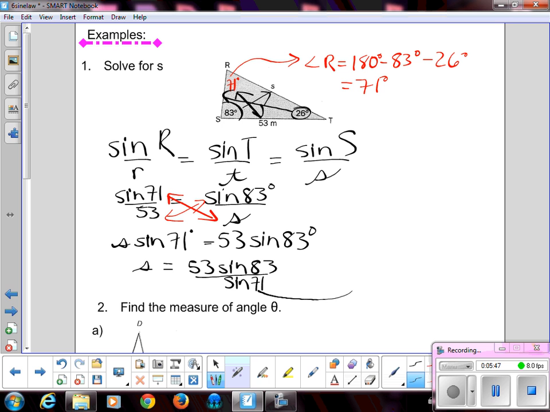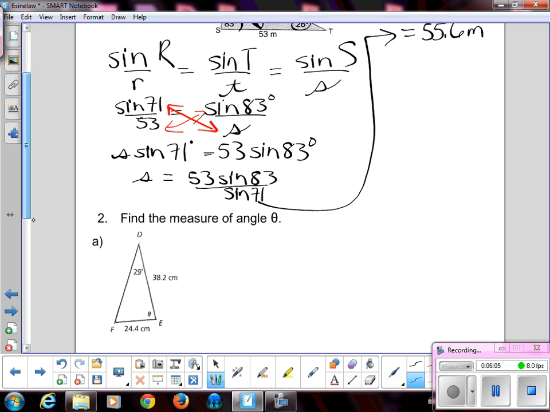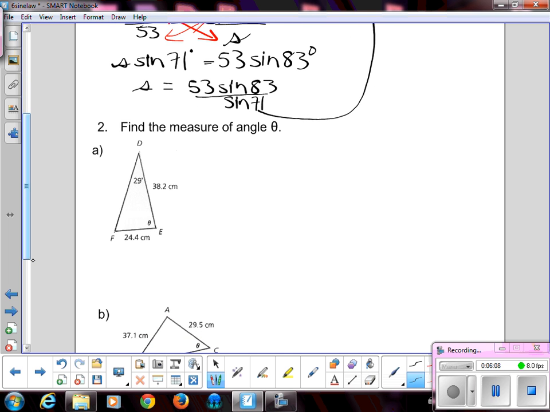And I'm just going to bring my arrow over here so the person knows that that's where the rest of the work is found. And when I actually calculate that, I end up with 55.6, and the units are meters. Okay, make sure that you try those calculations with your own calculator to make sure that you know how to do it. Okay, the next question says find the measure of angle theta.